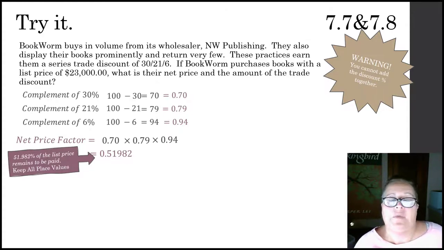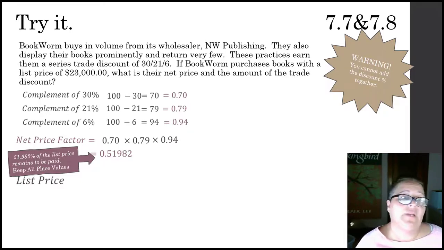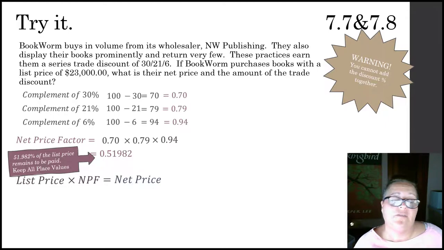This is important because it's awkward and you don't want to do it, but we're going to keep every one of those place values. Most of the time when we do net price factors, we keep 5 place values. If there are 6, we're going to round it. But if there are 5 places, we want to keep all 5 of them. All right? Then we're going to take the $23,000 list price and multiply it by that net price factor to get our net price.